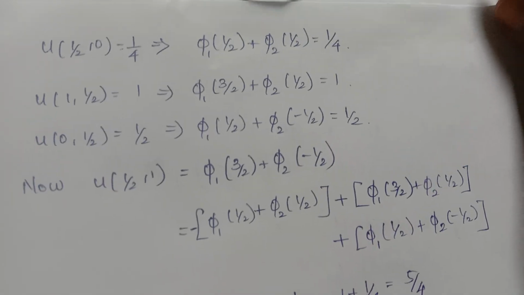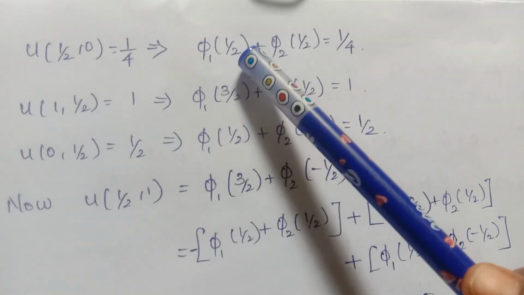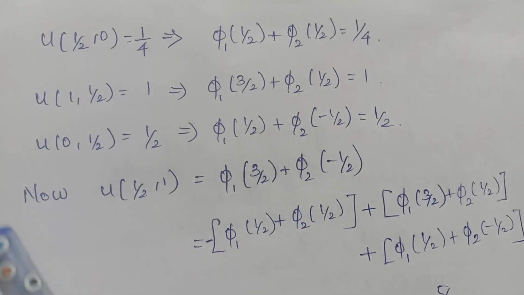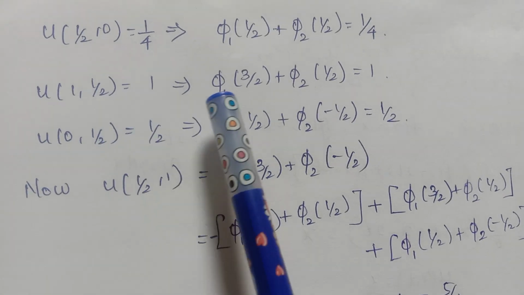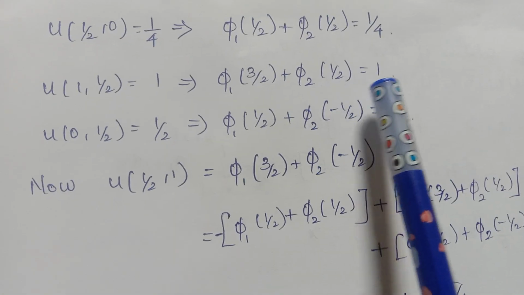Given that u of half comma 0 equal to 1 by 4. That means phi 1 of half plus phi 2 of half equal to 1 by 4. Next, u of 1 comma half is 1. Implies phi 1 of 3 by 2 plus phi 2 of 1 by 2 equal to 1.